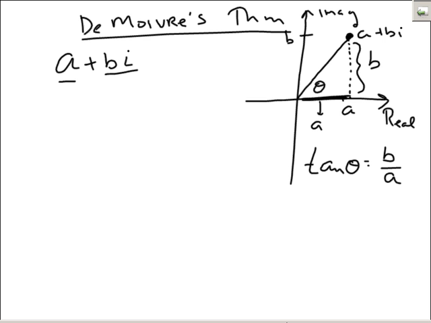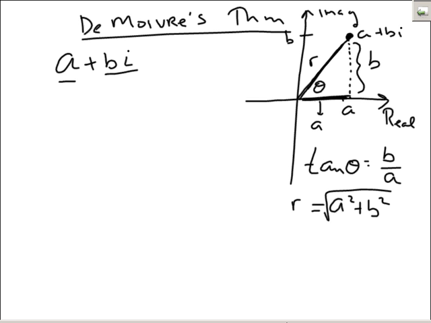Now, how long is this? I'll call it r. How long is r? Well, Pythagoras would say that a squared plus b squared is r squared. If I want r and not r squared, I have to take the square root of the right side.